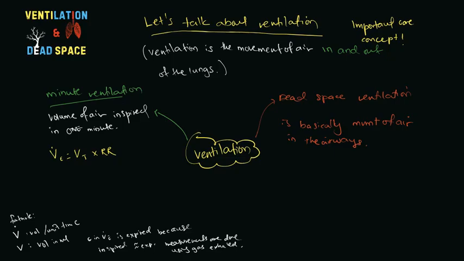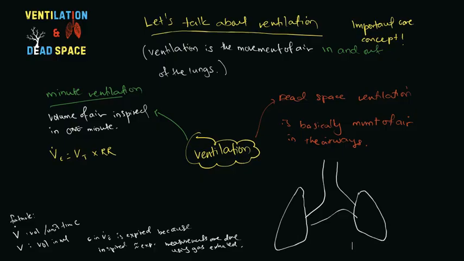It is basically the movement of air in the airways. It's just moving in and out without actually contributing to gas exchange. Let's try and illustrate this. We have the trachea, bronchi, lungs, and these are the gases, and these are the alveoli.